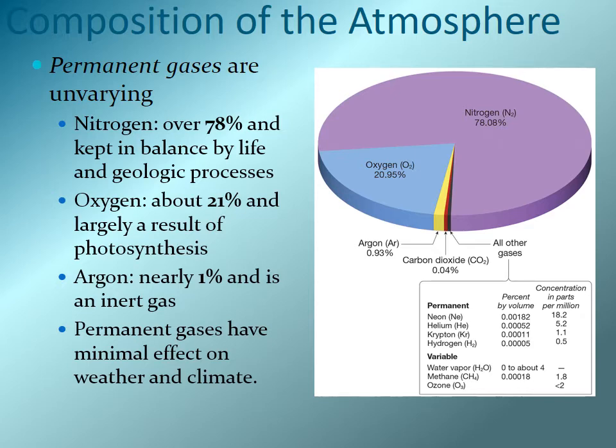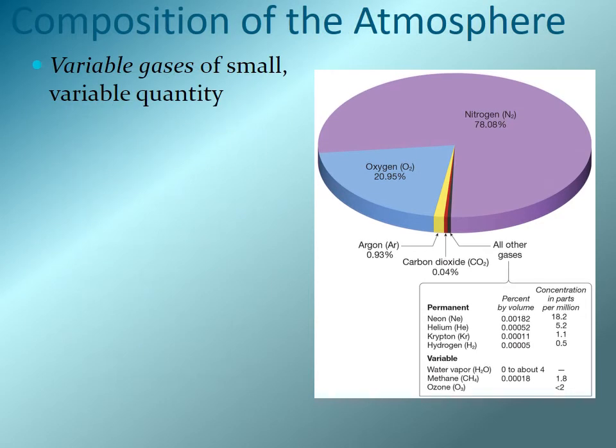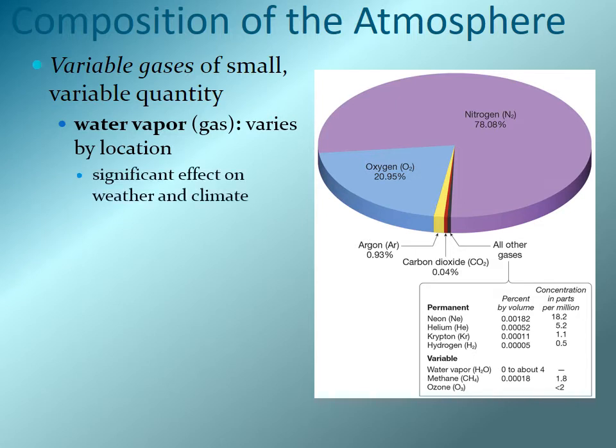The rest of the gases are considered variable gases, and they do affect our climate and our weather. Water vapor, by the way, is a greenhouse gas and has a significant effect, as you could tell just by whether or not we have rain, whether or not we have clouds. And because water vapor is a greenhouse gas, water vapor can actually warm the planet. And it is the most highly variable. It can go from 0 to 4%.